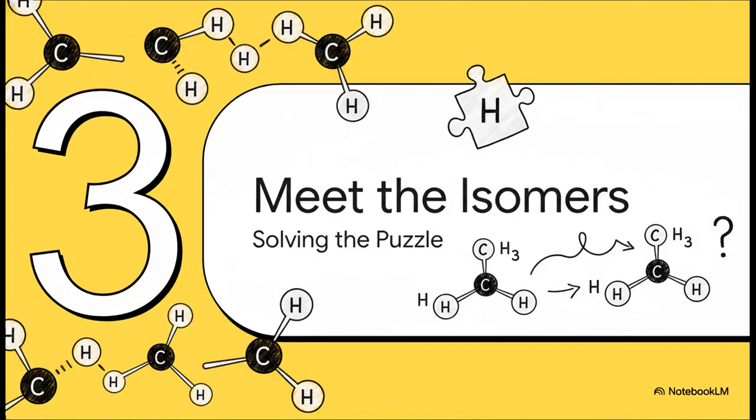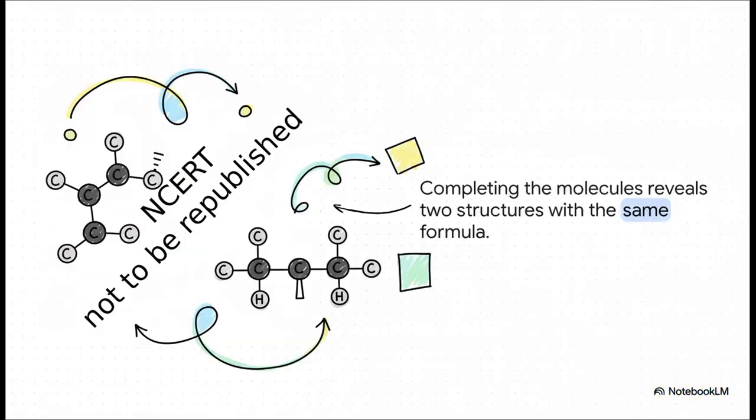All right, time to finish the job. We're going to take those 10 hydrogen atoms and add them to each of our carbon skeletons to complete the molecules. So what happens when we do that? And there it is, the big reveal. We've just made 2 completely different molecules. They have their own unique shapes, their own structures, but, and this is the absolute key, they are both built from the exact same 14 atoms. And just like that, we've solved the puzzle.